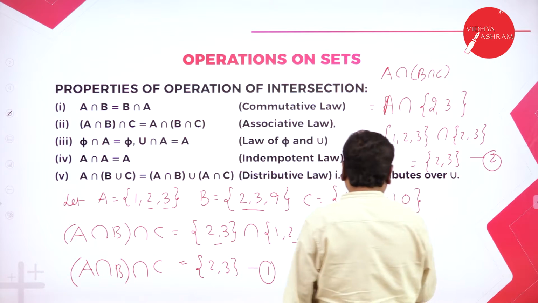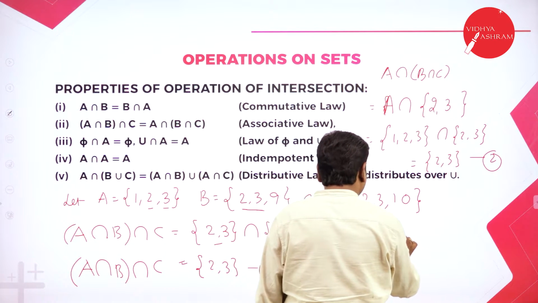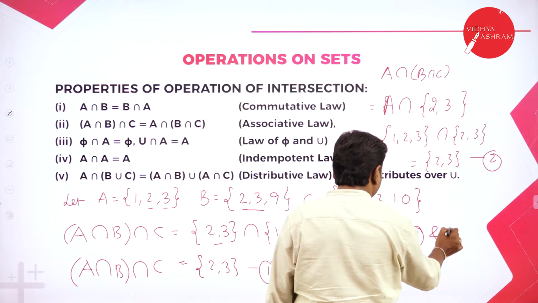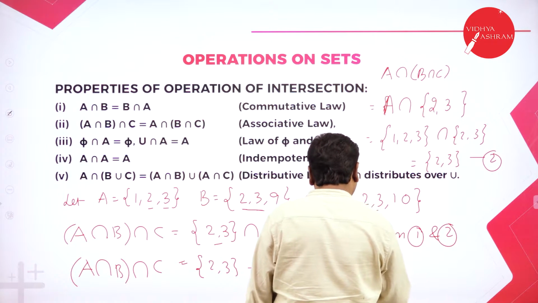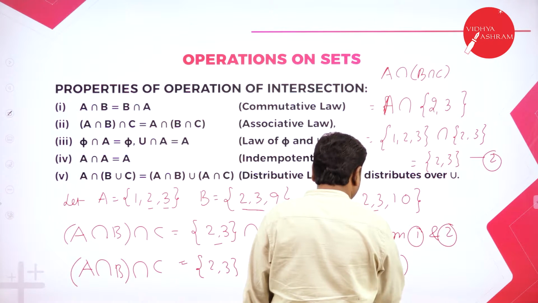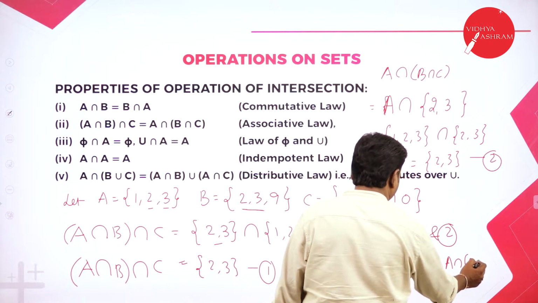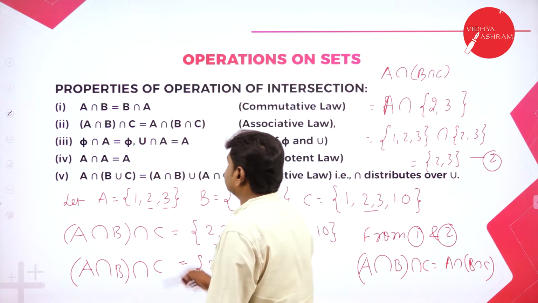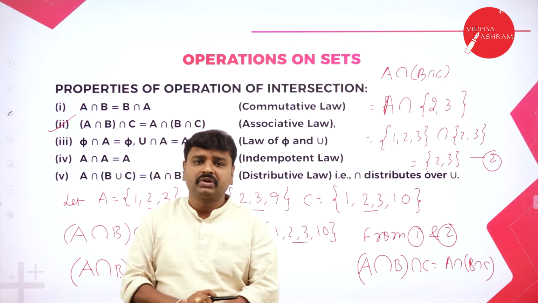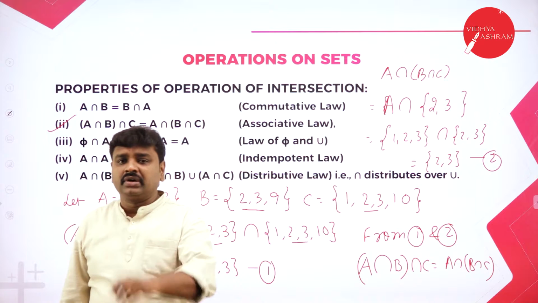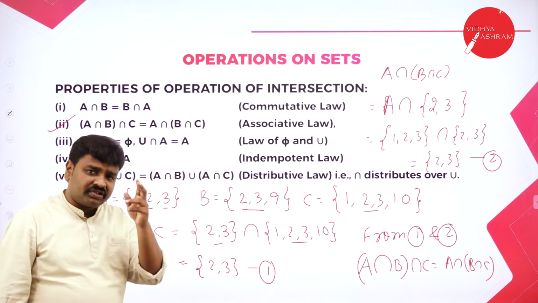Now from 1 and 2 I can conclude A intersection B intersection C is same as A intersection B intersection C. So therefore intersection is associative. So intersection is commutative as well as intersection is associative.